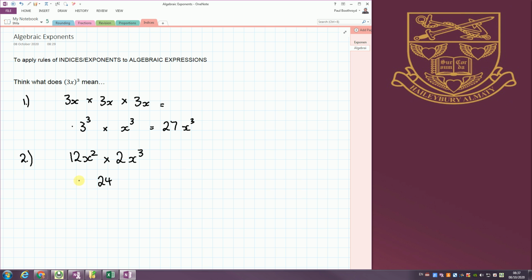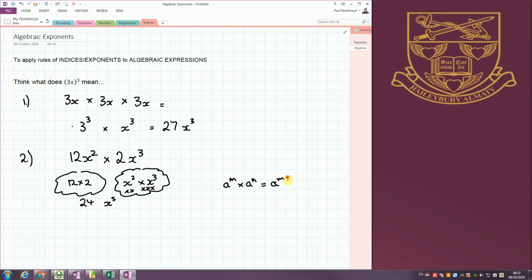We need to think. So let's just break it into 2 parts, just as a thought bubble. So we've got 12 times 2, and we've got x squared times x cubed. We remember our rules. x squared is xx, x cubed is xxx. So we get 24x to the 5. And that's the distributive one. So a to the m times a to the n is a to the m plus n.